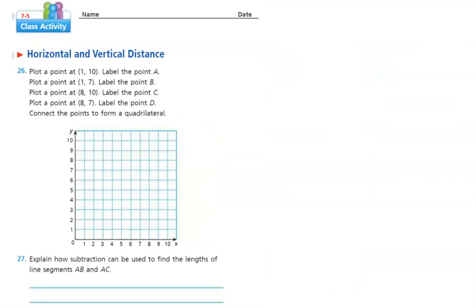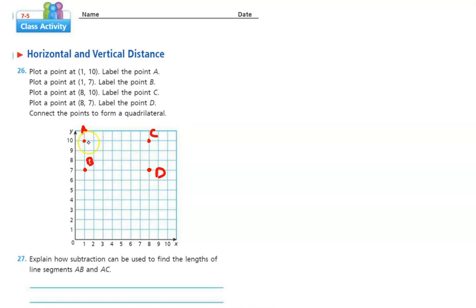Okay, I want to move on because I'm worried about time. So this one wants you to talk about distances. So I'm going to plot these points real fast. You should plot along with me. It wants you to plot one at 1, 10, so that's over 1 and then up 10, and that's going to be A. And then it wants one at 1, 7, that will be B. Then we've got 8, 10, that will be C, and then 8, 7, that will be D.